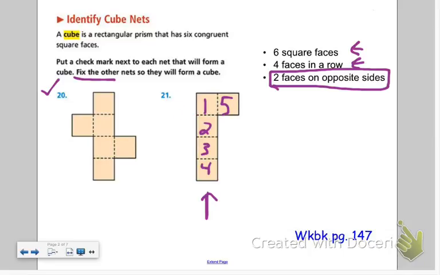Or maybe I want to put it here. That would also turn it into a cube. Or maybe I want to put it here. There's another way to make a cube. Or last, maybe I can put it here. That would also form a cube. As long as you have 2 faces on opposite sides of the 4 squares in a row, you will make a cube. So you get to decide where you want to put that 6th face.